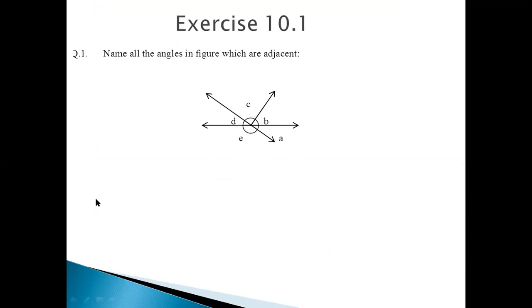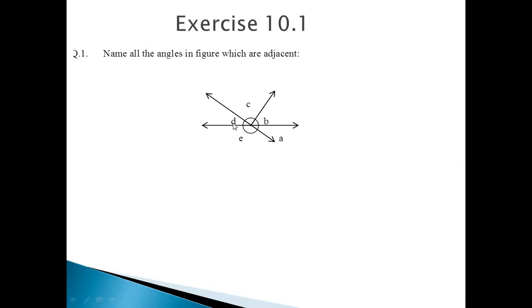In your book, on page number 125, you highlight adjacent angles. The definition of adjacent angles is given, so you have to memorize what adjacent angles are. Two angles are said to be adjacent if they have the same vertex. Means that the vertex is this. So you can say that D and C are adjacent angles because their vertex is the same. The corner point from where the angle starts is the same. And they have one common arm, means that one arm is common.